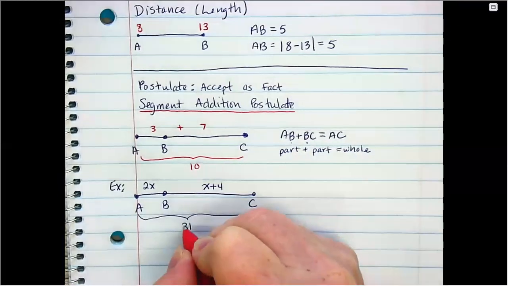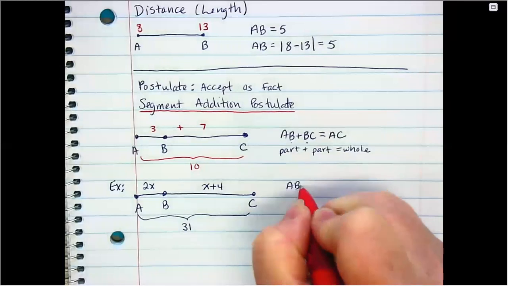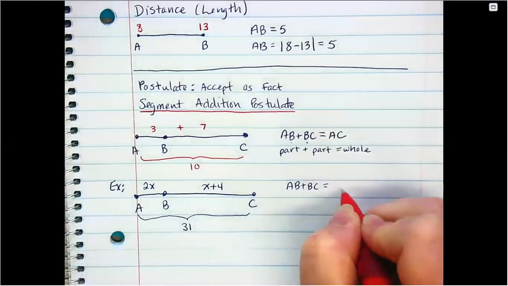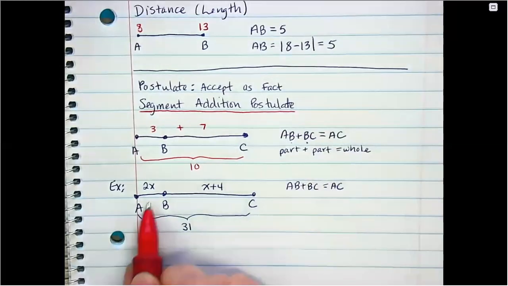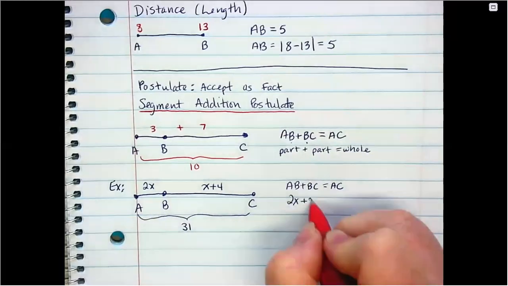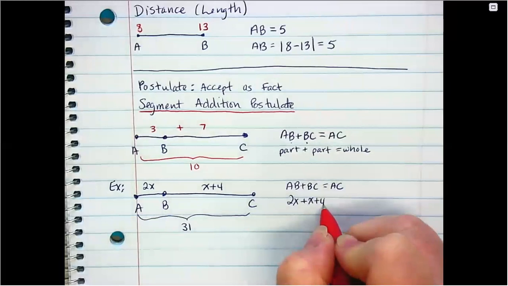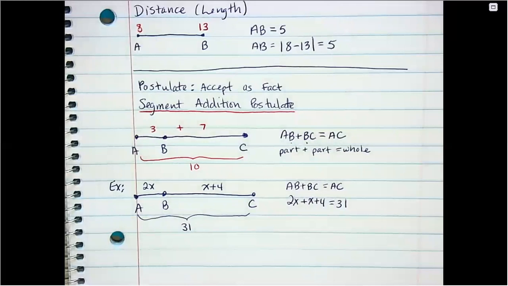Now, let me give you a clue. Anytime they give you the whole thing, chances are you're going to be using an addition postulate. You're going to add one to the other to get the whole. So if we use AB plus BC equals AC, we're just simply going to fill it in. We know that AB is 2x. We know that BC is x plus 4. And we know the whole thing, AC, is 31. Now it looks like the equations that we were solving from the worksheet.